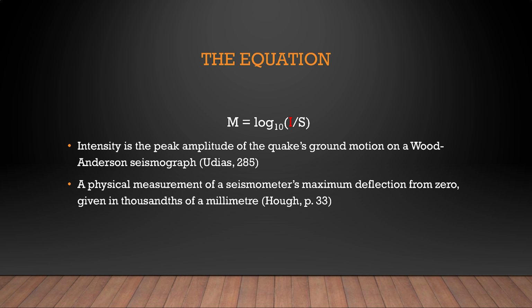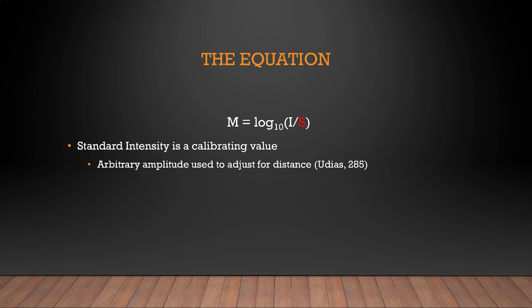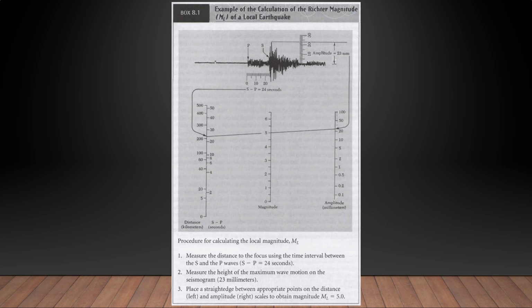I for intensity is the peak amplitude of the quake's ground motion on a Wood-Anderson seismograph used in 1935. Conceptually, it's a physical measurement of a seismometer's maximum deflection from zero, given in thousandths of a millimeter. S for standard intensity is a calibrating value. That's an arbitrary amplitude used to adjust for distance.